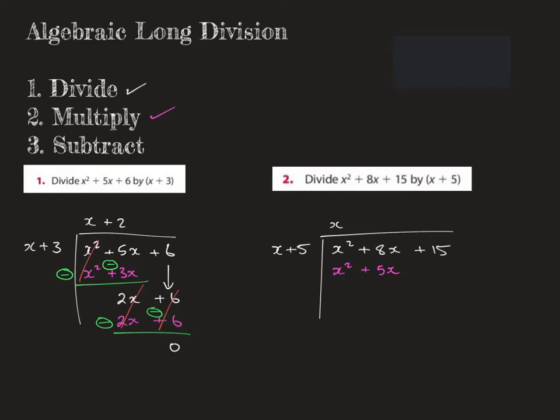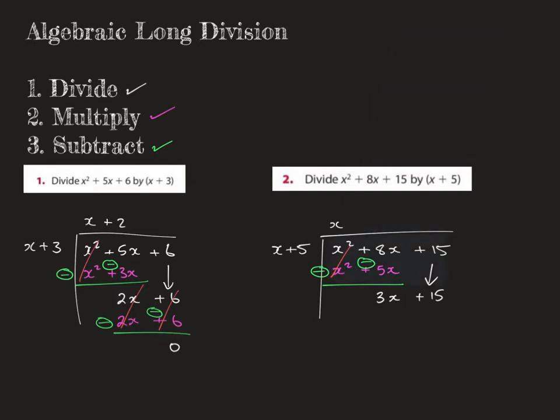The last step that we need to do is subtract. So I'm going to draw a line across here, and I'm going to change the sign from positive to negative. So when I subtract my terms, x squared minus x squared will cancel. I'll have plus 8x minus 5x, which will leave me with 3x. And I'm going to bring down that term there because that still hasn't been divided in yet. So now I'm starting all over again.